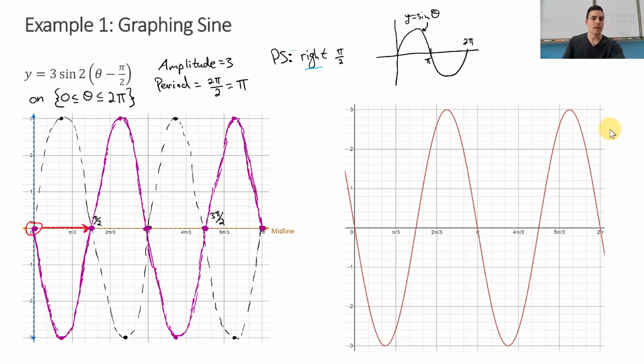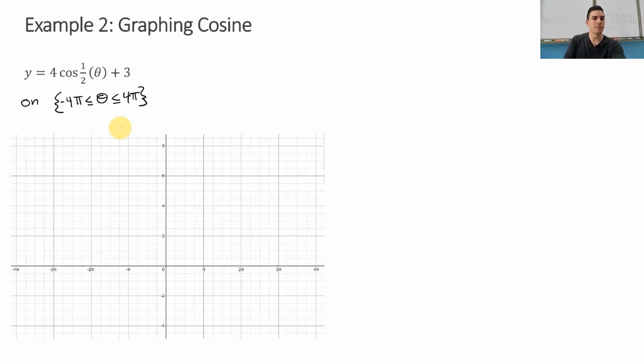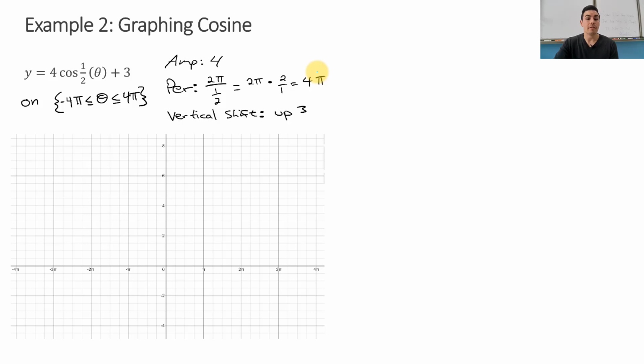All right, let's take a look at another example here, graphing a cosine function now. We've got 4 cosine 1/2 theta plus 3. So my amplitude here is going to be 4, right? That's just my a value. My period is going to be 2 pi over 1/2. And if you ever get confused with that, remember to just multiply by the reciprocal. So that's going to be 2 pi times 2 over 1, which will be 4 pi. For the vertical shift, we're going to go up 3 units.